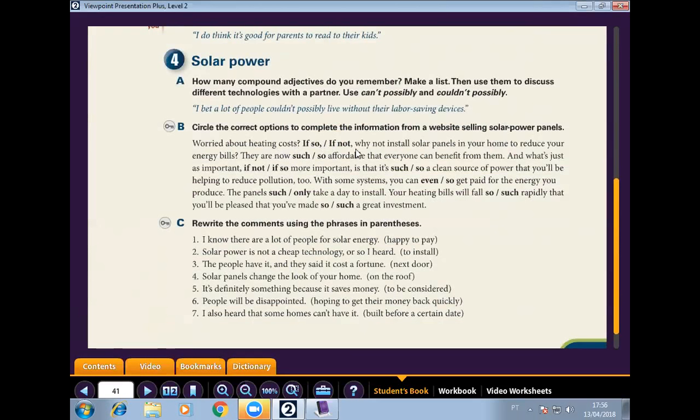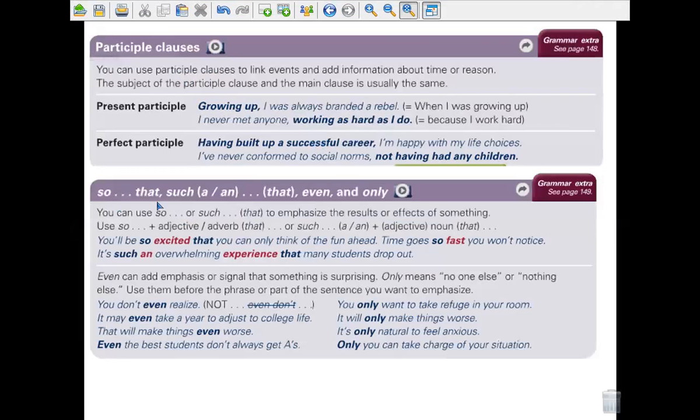Here, if so, if not, such, let's take a look, I'm going to show you this now. So that, such, an, that, even, and only, okay? Remember, you use so or such that to emphasize the result or effects of something. Use so plus adjective or adverb, and such plus an adjective and noun. It is necessary to have a noun when you are going to use such. If there is just the adjective, so. If there is the adjective plus noun, we have to use such.